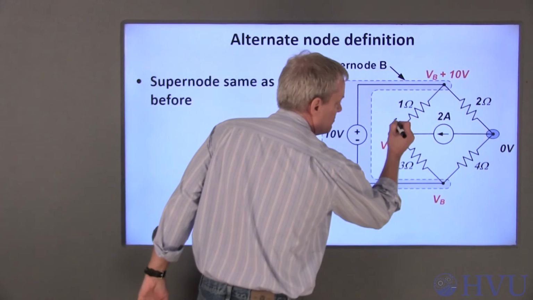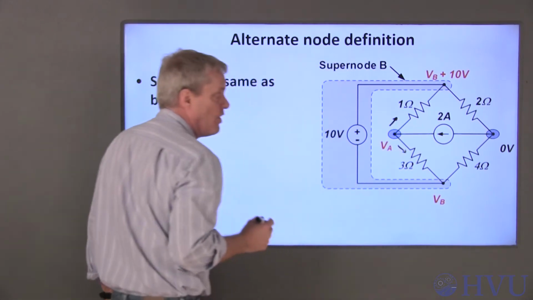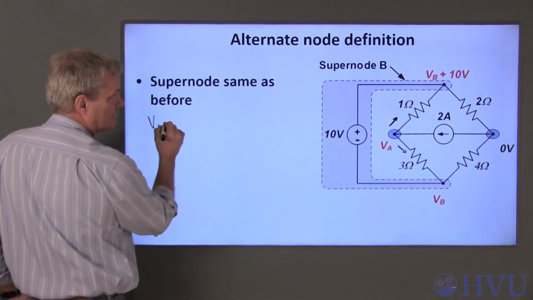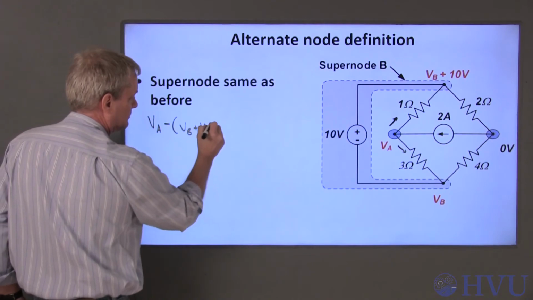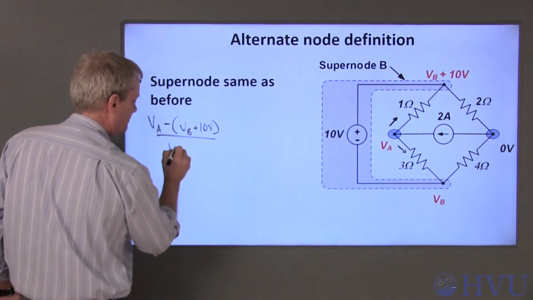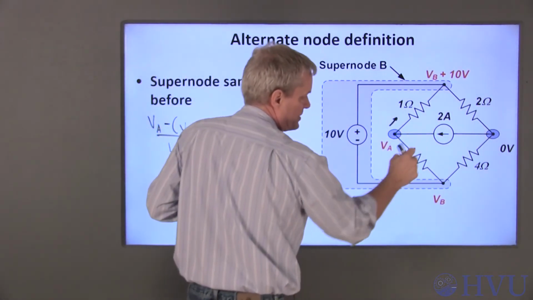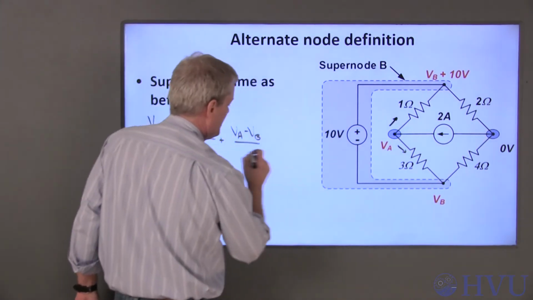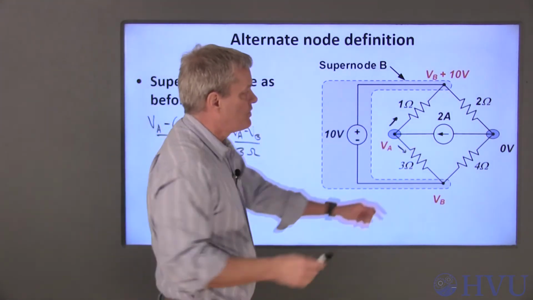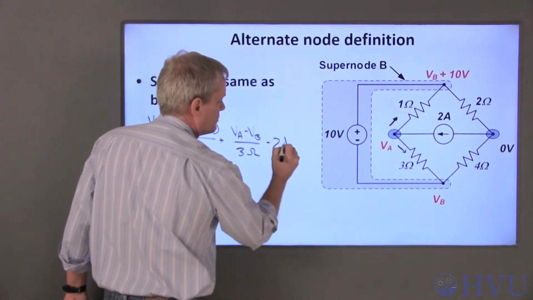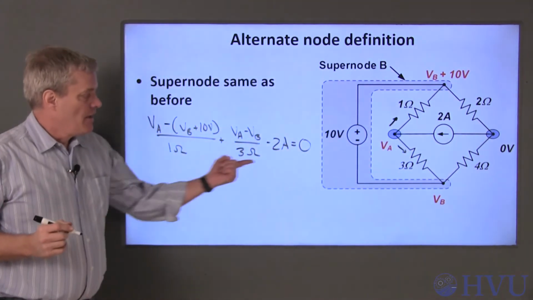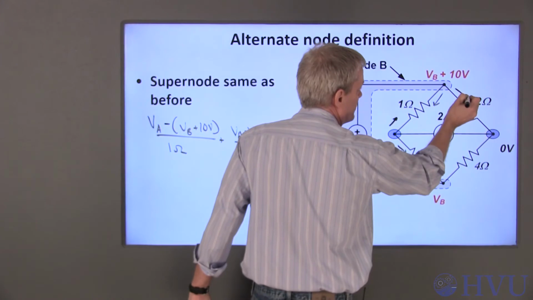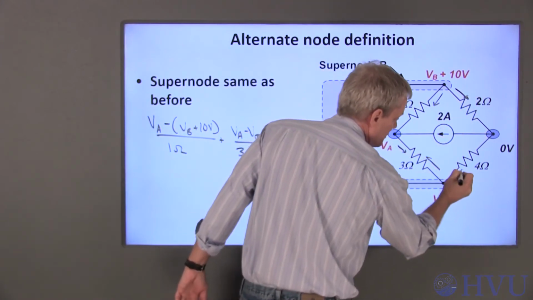So at node A, if I assume all of the currents that I don't know are leaving the node, this becomes VA minus VB plus 10 over its resistance, 1 ohm, plus this current, which is VA minus VB over 3 ohms. This current source is entering the node, so it's a negative contribution. There's my first equation.